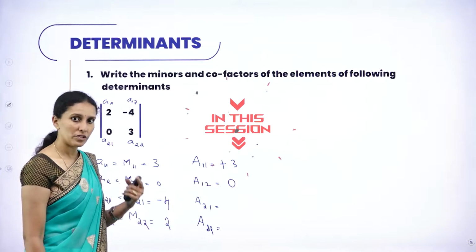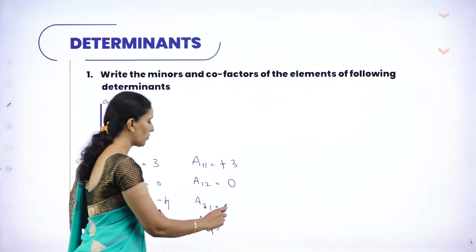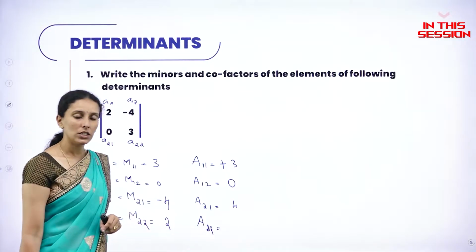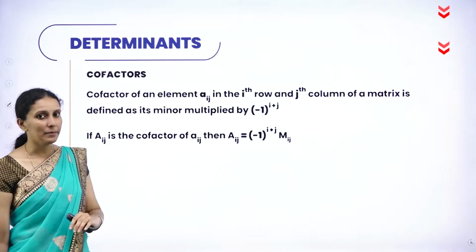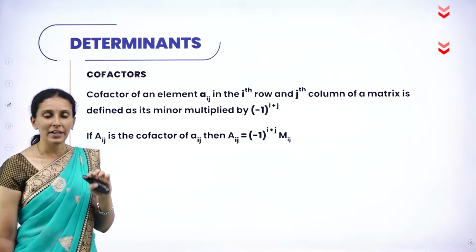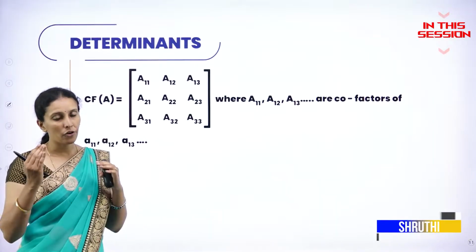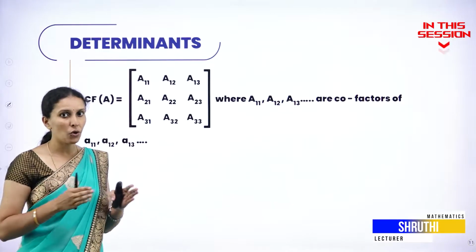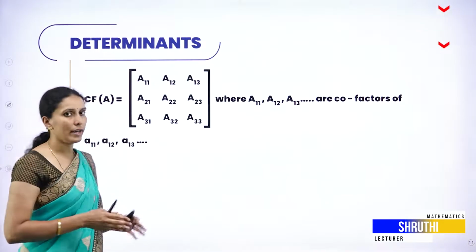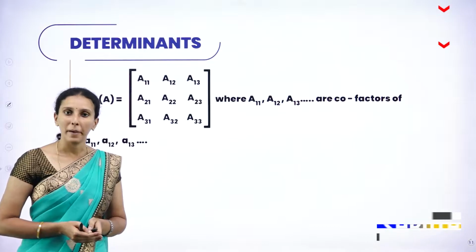Minus 1 whole cube, which is minus 1. Minus 1 into minus 4 becomes plus 4. So this is the cofactor. Cofactor is nothing but just assigning the sign for a particular position of an element. After finding the cofactor of all the elements, if you write that cofactor in one matrix, that is called the cofactor of a matrix A.